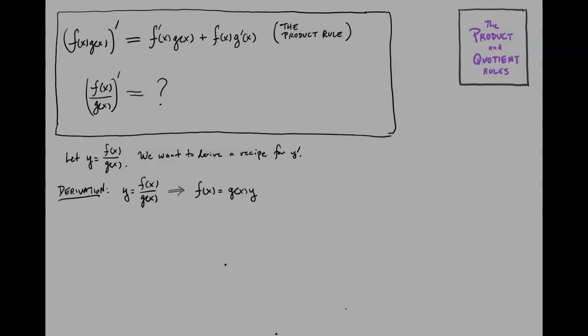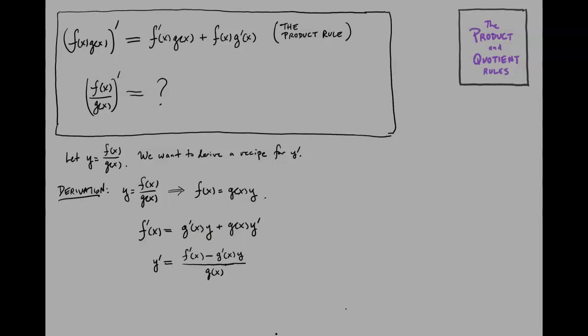So let's try that. f prime of x is going to be g prime of x times y plus g of x times y prime, just by the product rule. Well, this is good because now we have y prime, the thing we're looking for, in our equation. So let's just solve for it. When we do, we get that y prime is this expression right here. At this point in your mathematical career, you should be able to write that down in one shot, but if you can't, just make sure you confirm it on your own.